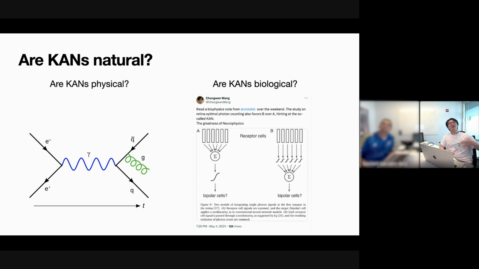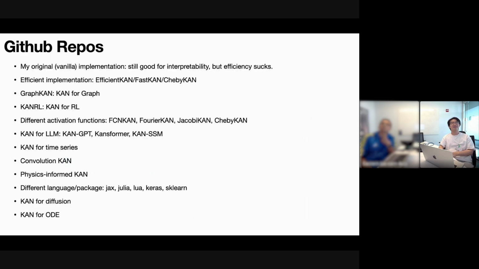And people also ask, are KANs biological? Because MLPs are sort of inspired by the neurons in our brains. Are there any biological counterparts of KANs? And the answer is yes. Actually, in our retina, the way we perceive light is more like KANs, in the sense that each cell receives the light, and each cell applies a nonlinear transformation first before applying the sum operation. So in this sense, it's more like KANs.